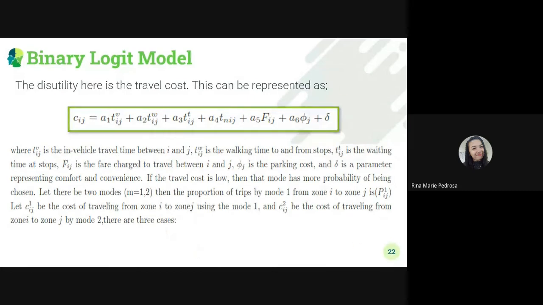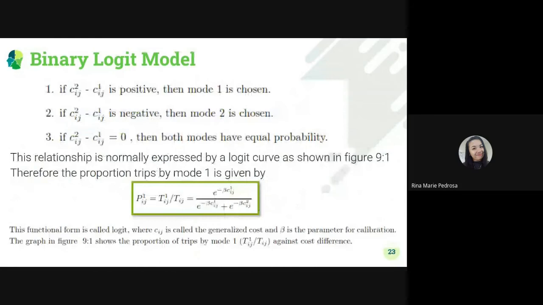So for the binary logit model, we have here: if c sub ij raised to 2 minus c sub ij raised to 1 is positive, then mode 1 is chosen. Number 2, if c sub ij raised to 2 minus c sub ij raised to 1 is negative, then mode 2 is chosen. But if c sub ij raised to 2 minus c sub ij raised to 1 is equal to 0, then both modes have equal probability. This relationship is normally expressed by a logit curve, as shown in figure 9.1. I'll show that one later.